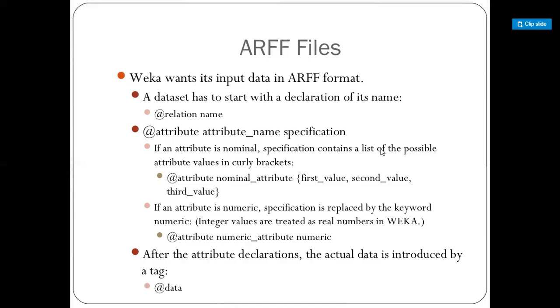After defining the attribute, we mention that this is an attribute and it's of nominal type, and in brackets we define the values of the attribute: the first value, second value, and third value. If an attribute is numeric, the specification is replaced by the keyword numeric. For example, instead of nominal, here we have written numeric. After the attribute declaration, the actual data is introduced by the tag @data. So the dataset starts with @relation name, and after that we define the attributes and data.